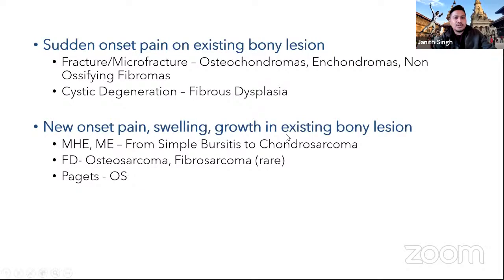And if there's a growth associated with the pain in an existing bony lesion, it could be something as simple as bursitis or tendinitis, or it could also mean something more sinister like sarcomatous transformation, like in case of MHE, which is multiple hereditary exostosis, or multiple enchondromatosis, it can be convertible to chondrosarcoma. Similarly, in case of fibrous dysplasia, it could be convertible to osteosarcoma, fibrosarcoma. In Paget's, it could be convertible to osteosarcoma.